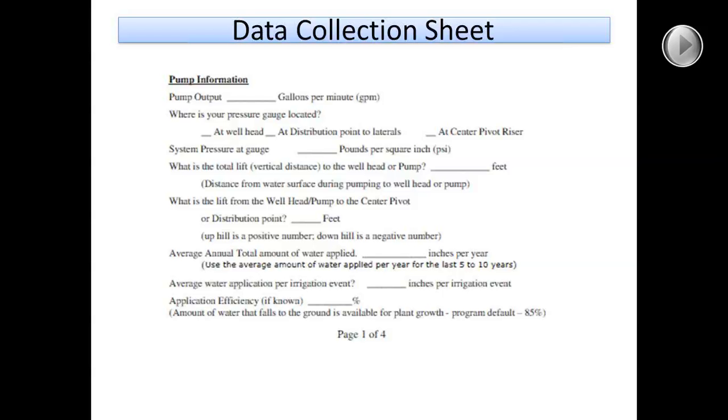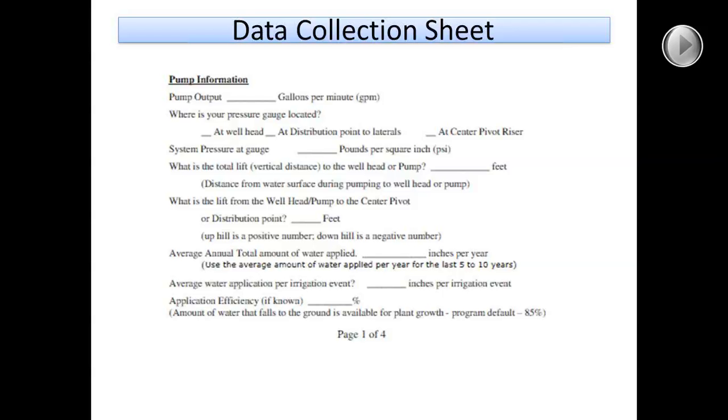Average annual total amount of water applied per year. I'm not sure that the farmer may or may not know that off the top of his head. It's something that could be calculated based on the number of acres that are being irrigated and average flow rates.